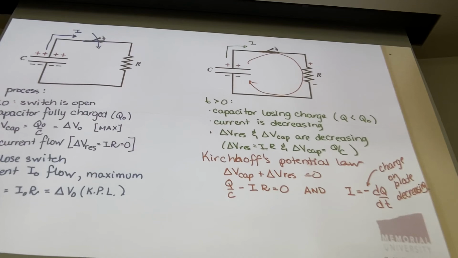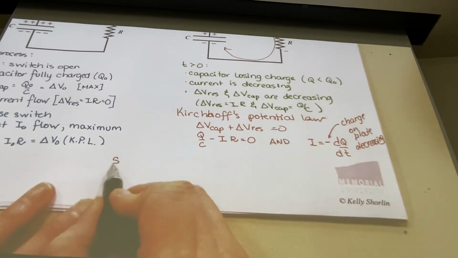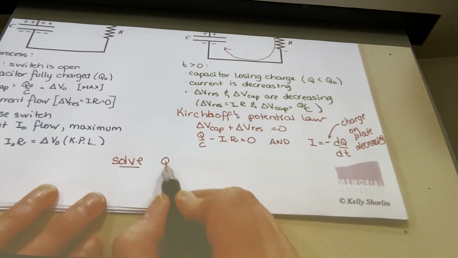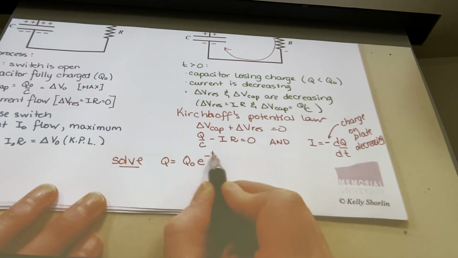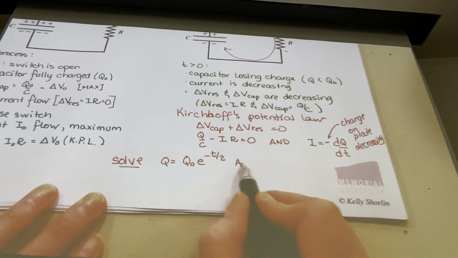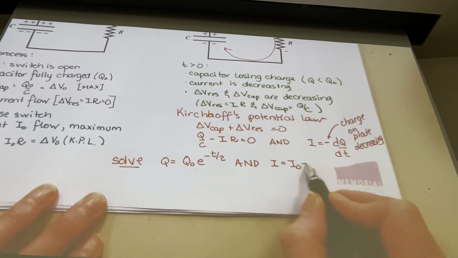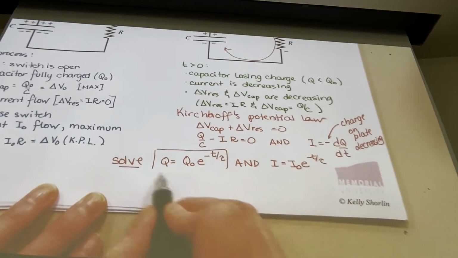Okay, just like last time, you could put this in here and solve that equation, or we can just write down our solutions. So we'll say solve. When we solve, we get that Q equals Q0 e to the minus t over tau, and I equals I0 e to the minus t over tau. We'll put those in boxes.